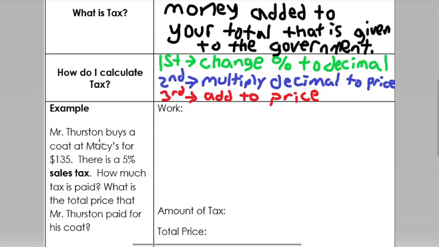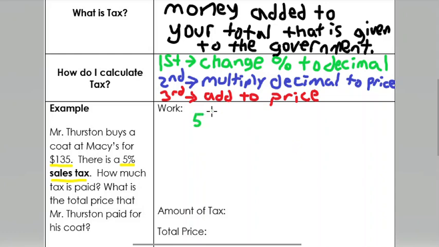It says Mr. Thurston buys a coat at Macy's for $135. Woo-hoo! That's an expensive coat. All right, so there is a 5% sales tax. How much tax is paid? What is the total price Mr. Thurston paid for his coat? All right, so my first step, I got to change that percent to a decimal.